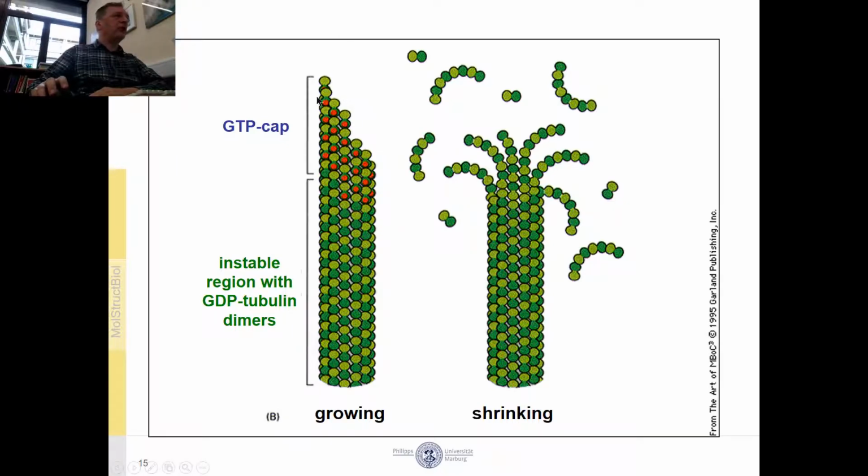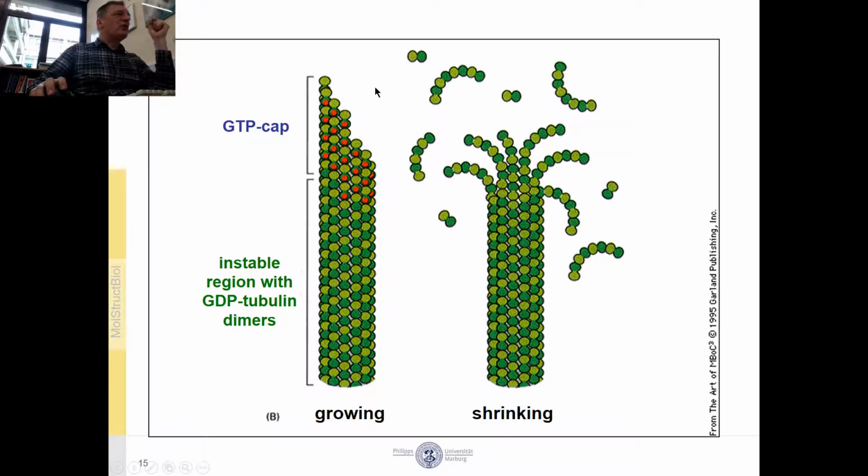So this is growing. As soon as GDP is bound behind it, it's already hydrolyzed to GDP. Because of its intrinsic time trigger point, after some time it hydrolyzes it. But it doesn't matter, as soon as we have enough GTP bound alpha beta heterodimers here at the plus side, growth is happening.